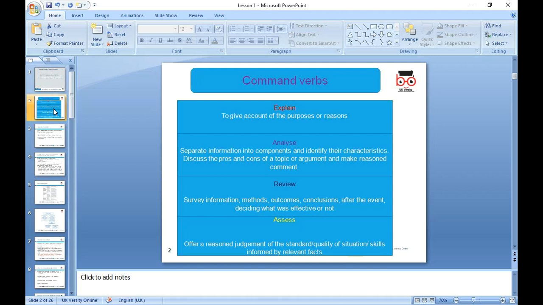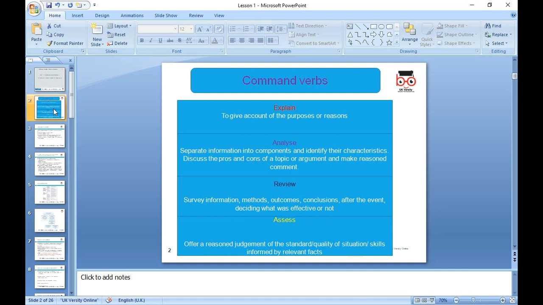Today's lesson has assessment criteria with key command verbs. It's good to know what is meant by these. Explain: if somebody says to you, explain the thing, you should give an account of the purpose or the reason why this is happening. What is the purpose of accounting? Why do we need accounting?